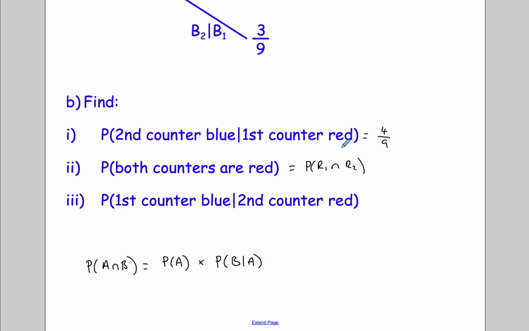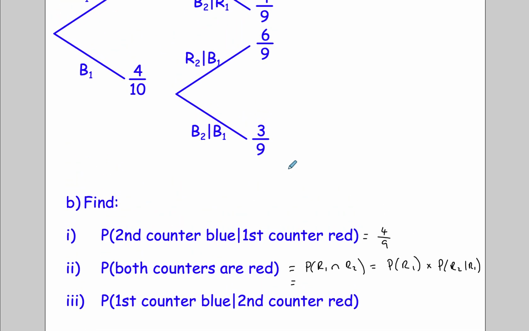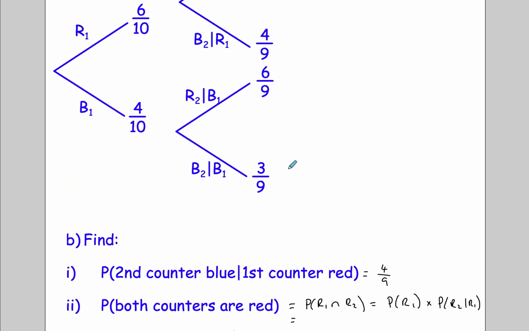So if we match this up here, we've got A for R1, B for R2. So we can say that the probability of R1 intersect R2 is the probability of R1 times the probability of R2 given R1. And again, I know you can just get that from the tree diagram, but I think it's worth seeing it written like that. That will help us with part 3.